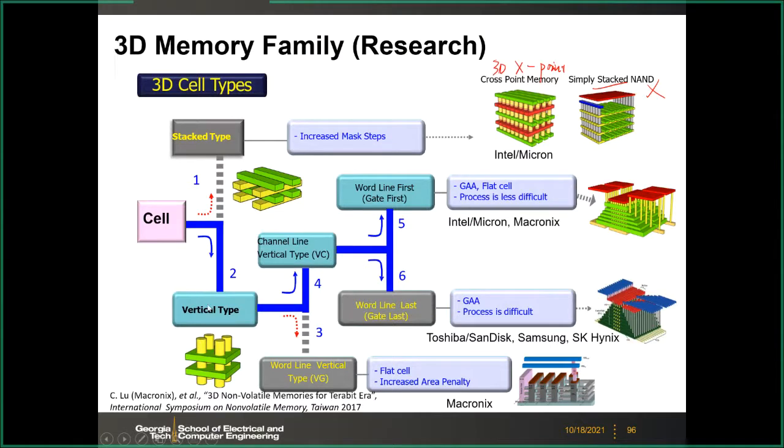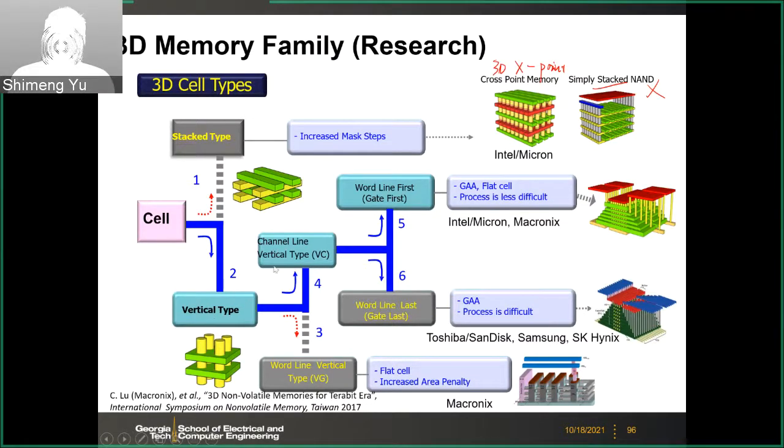And the second one is the vertical type. This is either to share the vertical channel or vertical gate. If we share the vertical gate, this is the second approach, and this was proposed by Macronix, a Taiwanese company, back in 2010, I believe. But this was never put into production. So the only one that is introduced into production is here, the blue path.